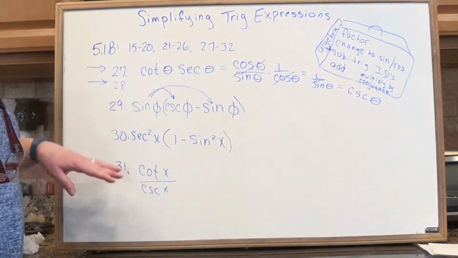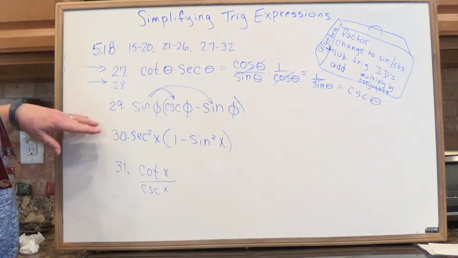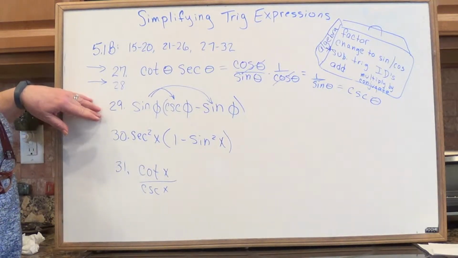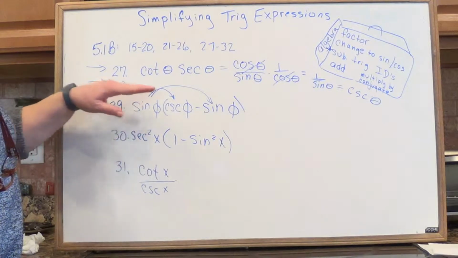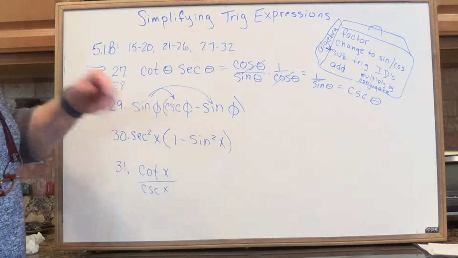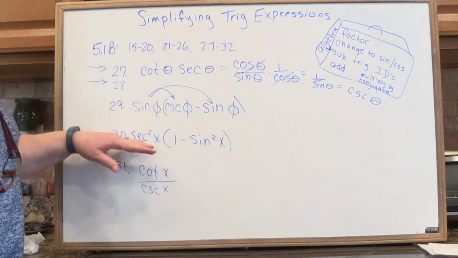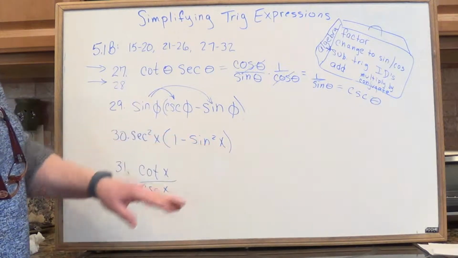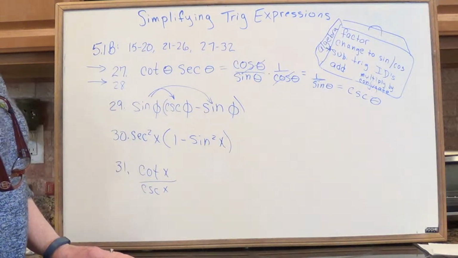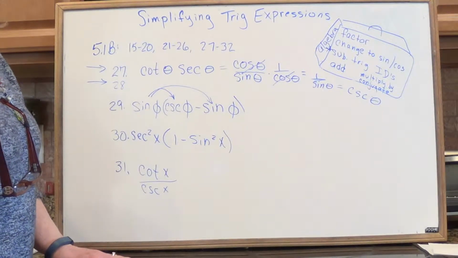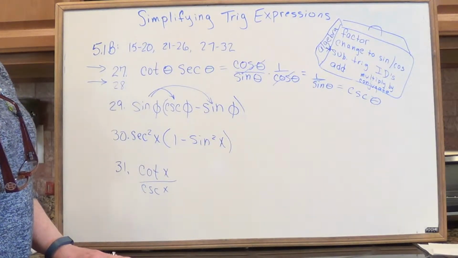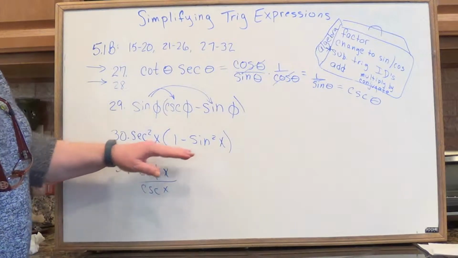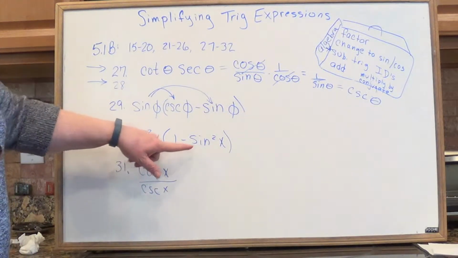Alright, we're talking about number 30, and look how similar it looks to number 29. And I believe if you actually distribute it, secant squared times 1 and secant squared times minus sine squared, you might be able to muscle it through. But I see a quicker way to do this one, because right away I see a trig identity.